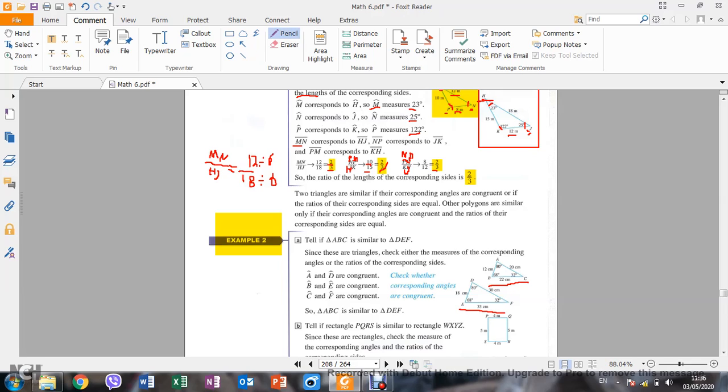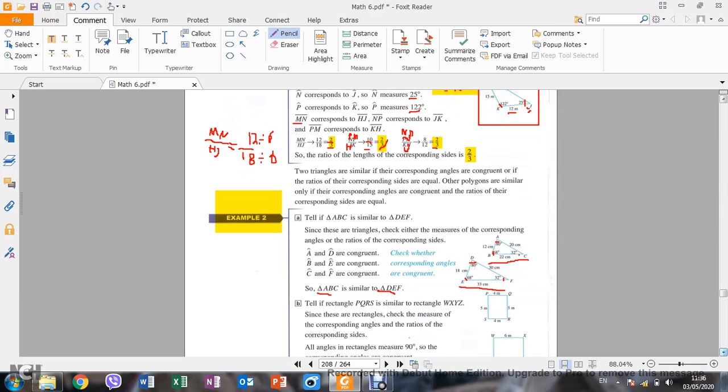So angle A and angle D. Look, the measure of angle A is 18, and the measure of the corresponding angle D is 18, the same. So A and D are congruent. For B, angle B is 68, and angle E is 68. They are congruent again. Angle B and E are congruent. And angle C is 32, so angle F is 32 again. So C and F are congruent. So triangle ABC is similar to triangle DEF. I told you to only use one of them.